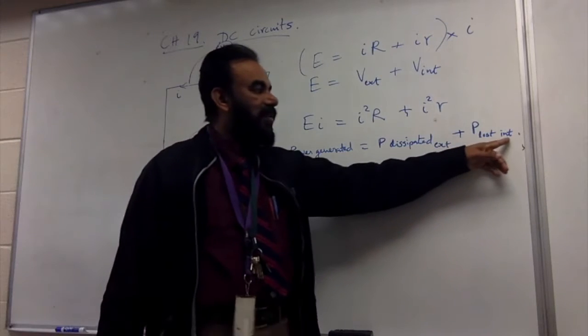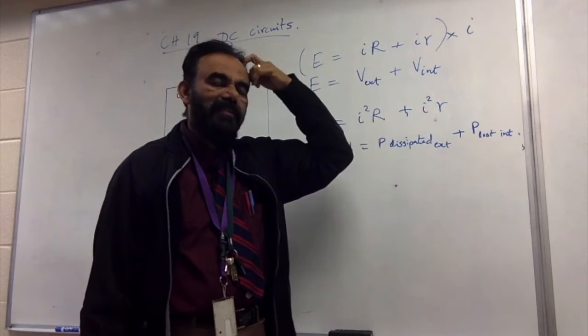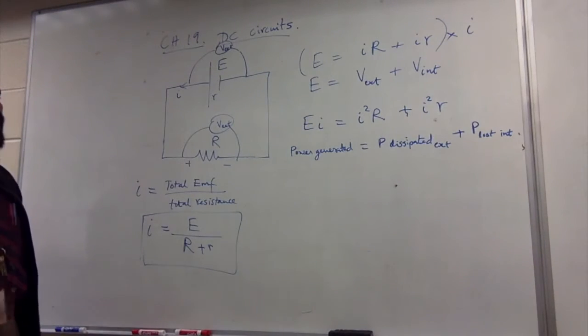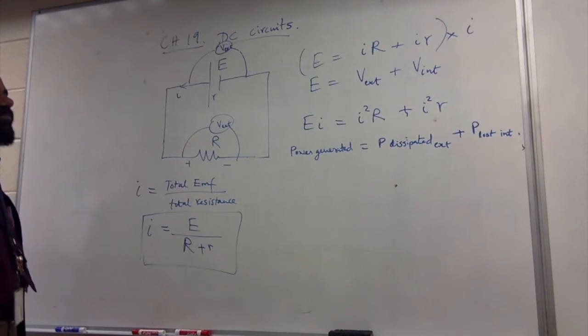Again, to minimize the power loss, internal power loss, what you should control is this, the internal resistance. If the internal resistance is on the lower end, you get most of the cell's efficiency.